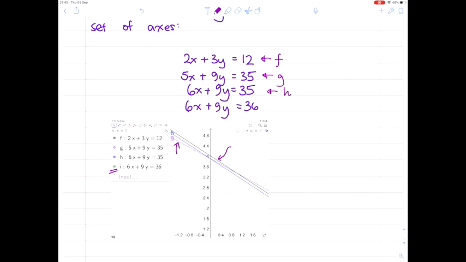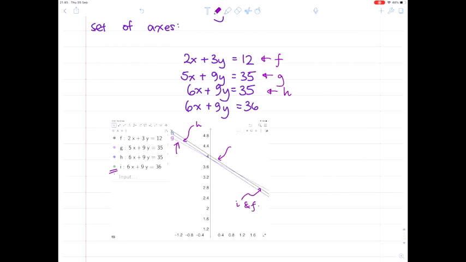h is this blue line here, which runs parallel to both f and I. And as I've said, I is the green line, and underneath it is f.